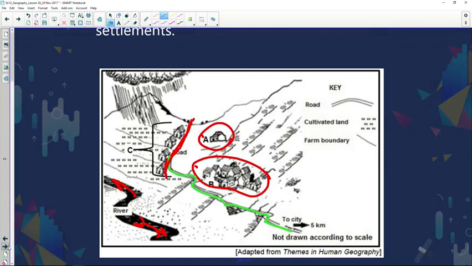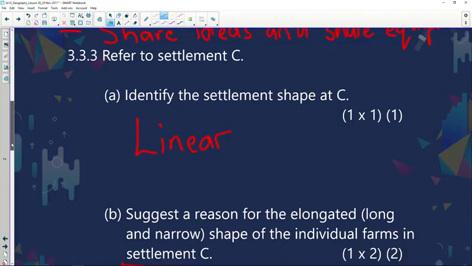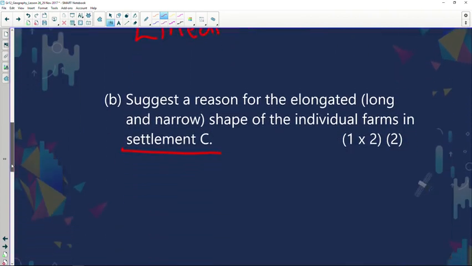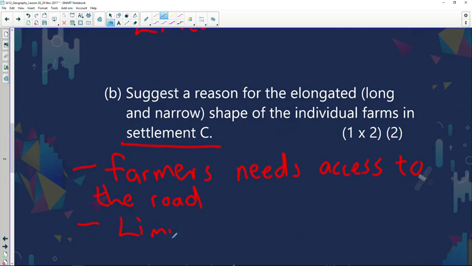So let's quickly go and fill in the correct answer over there. Okay, the farmers need access to the road. And limited by the availability of flat land.